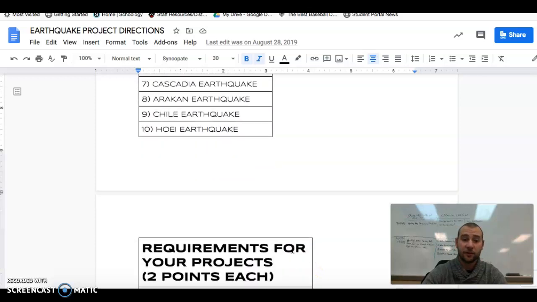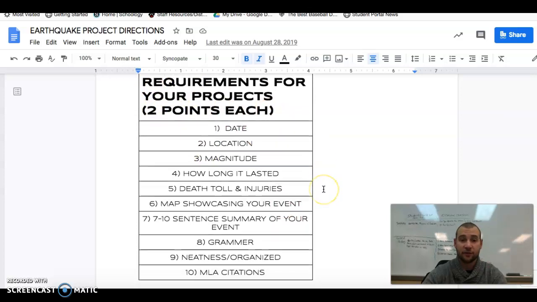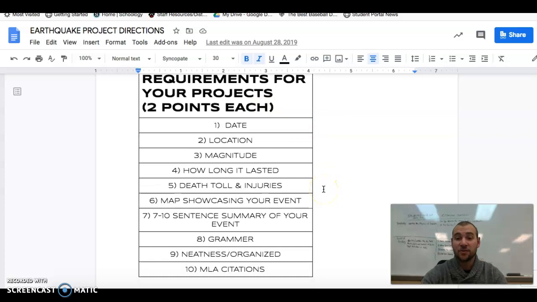So pick your earthquake. Now, in your project, here's the things you have to have. 10 things, 2 points each, so it just makes it easy for you guys. Now, for the project, I do not care what you create. Poster, diorama, diagram. I had a group make a news broadcast where you can make a video. A lot of people do Google Slides, or they make a PowerPoint just because it's easy to throw all the information in there. I don't care what you do. Just make sure you have these 10 things in there. So here's the 10 things you have to have.